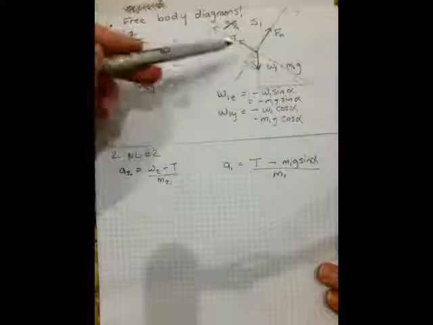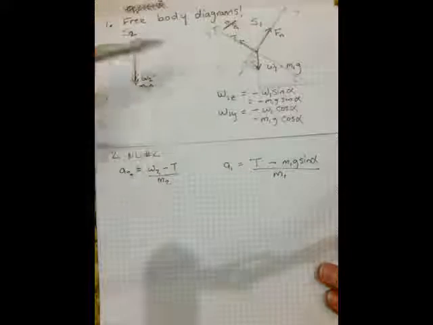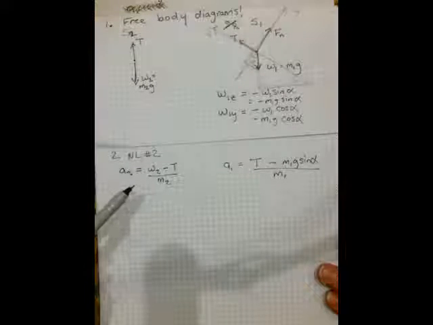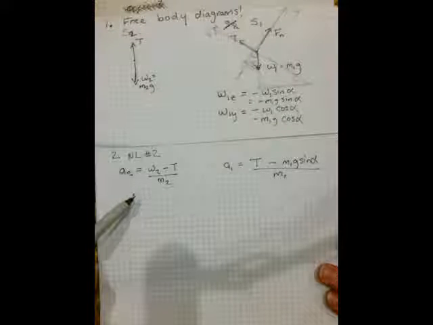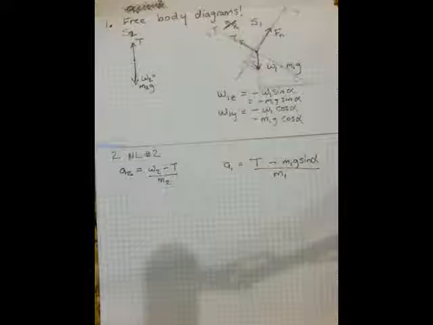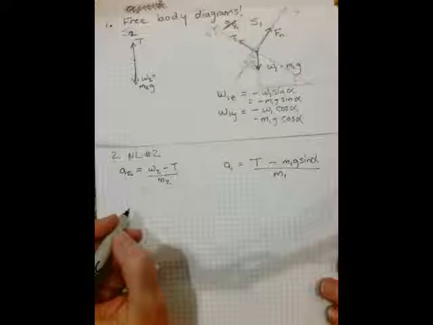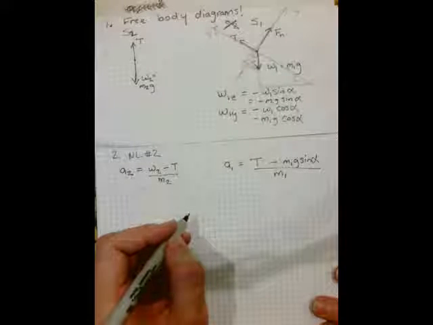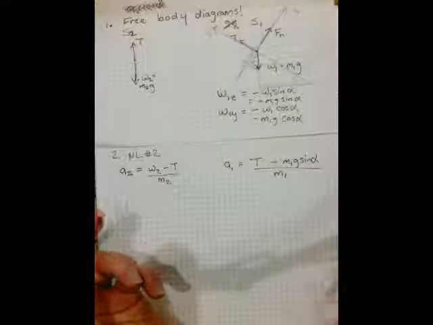We use the free body diagram to sort out the forces, and then we use that to inform our application of Newton's second law. It's all about Newton's second law for mechanics. So again, we are solving for both the acceleration of the blocks and the tension in the string.